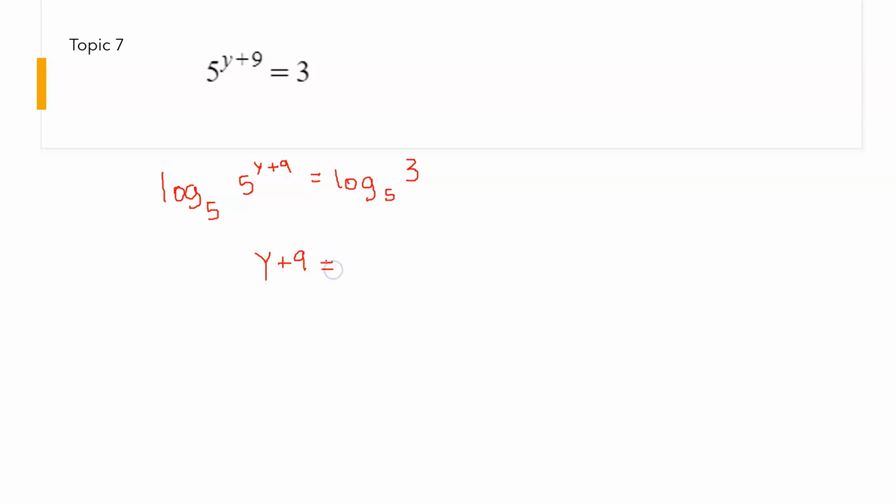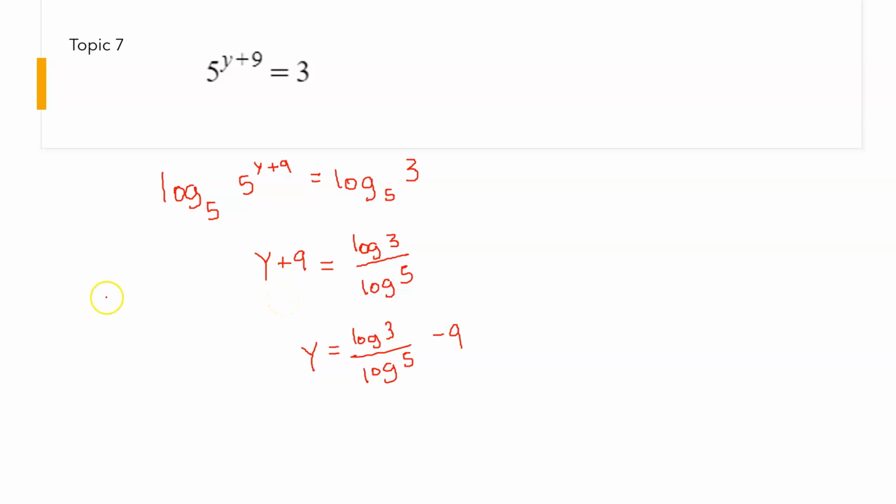And what is logarithm to the base 5 of 3? You can substitute that in your calculator. If you want, you can use the Alex calculator. This will be logarithm of 3 over logarithm of 5. And finally, to solve for y, you will have logarithm of 3 over logarithm of 5 minus 9, and that will be your value of y.